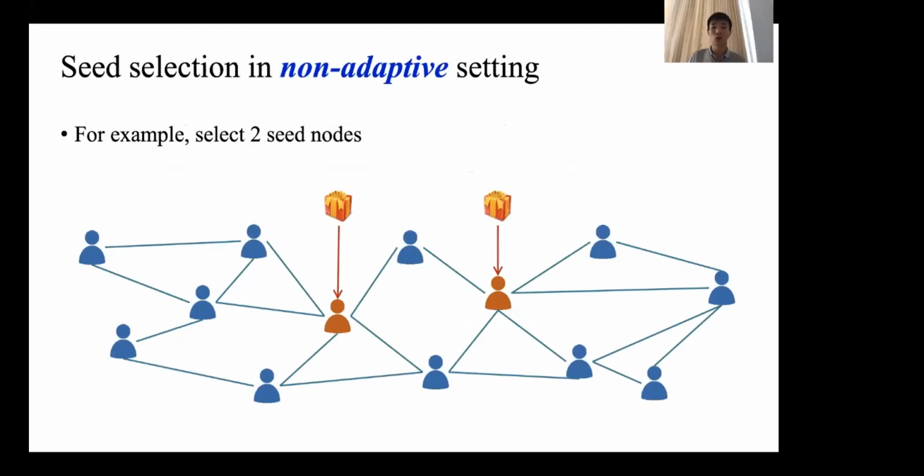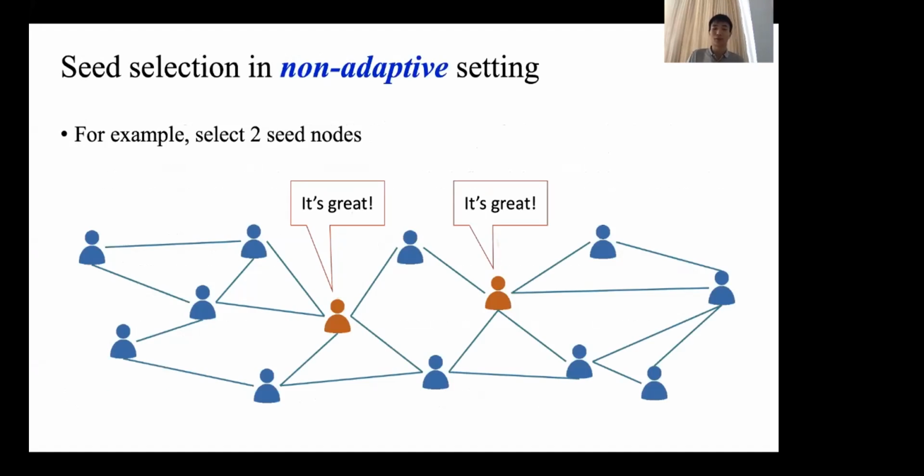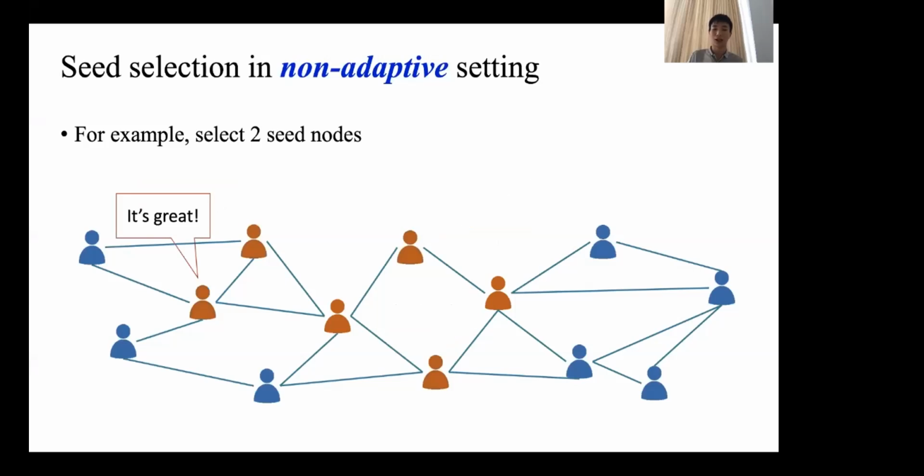The conventional solutions for viral marketing programs look at the non-adaptive strategy. For example, if we want to select 2 seed nodes, the classical solution selects 2 seed nodes in one batch. Then we observe who will be influenced by the 2 seed nodes. For example, in this case, another 4 users will be influenced by the 2 seed nodes. So a total of 6 nodes are activated.